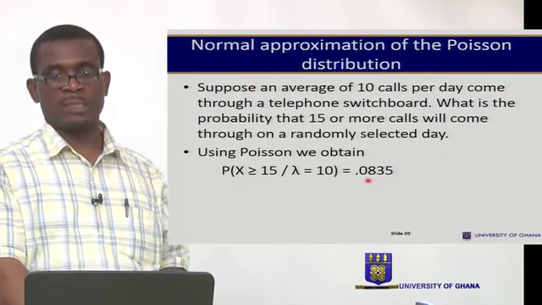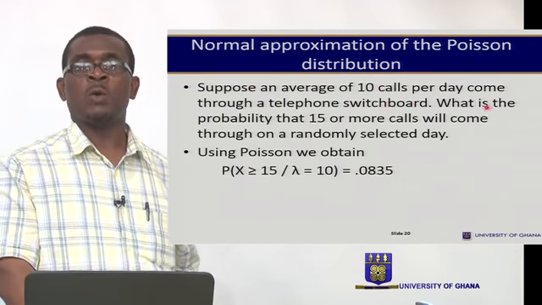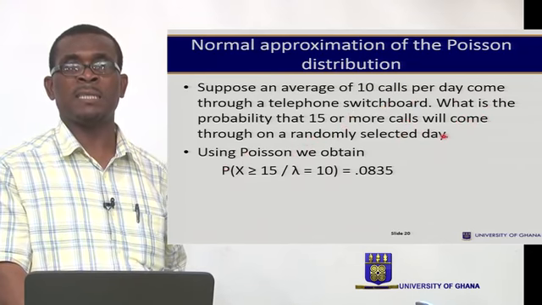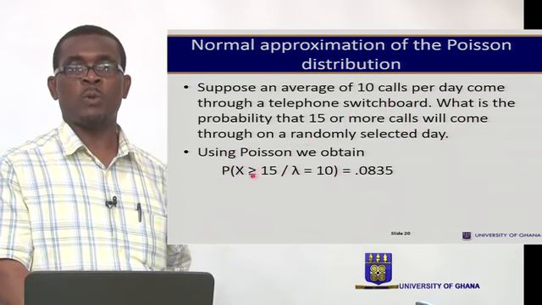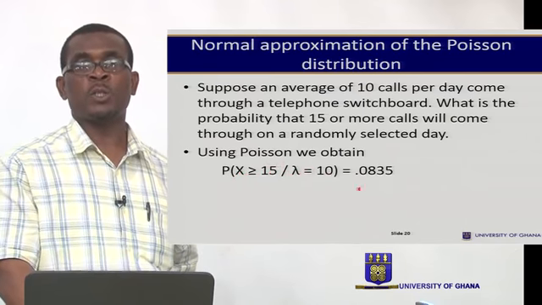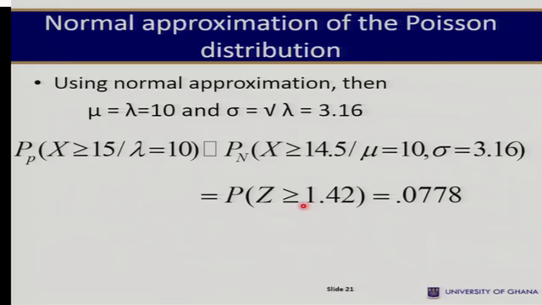So let's say this question says that an average of 10 calls per day come through a telephone switchboard. What is the probability that 15 or more calls will come through on a randomly selected day? This is a Poisson, so we want the probability that x is greater than or equal to 15, given that the mean is 10. When you solve this using the Poisson, you get 0.0835. But we can solve this using the normal. So our mu, which is lambda, is 10, and our sigma, which is the square root of lambda, is 3.16.